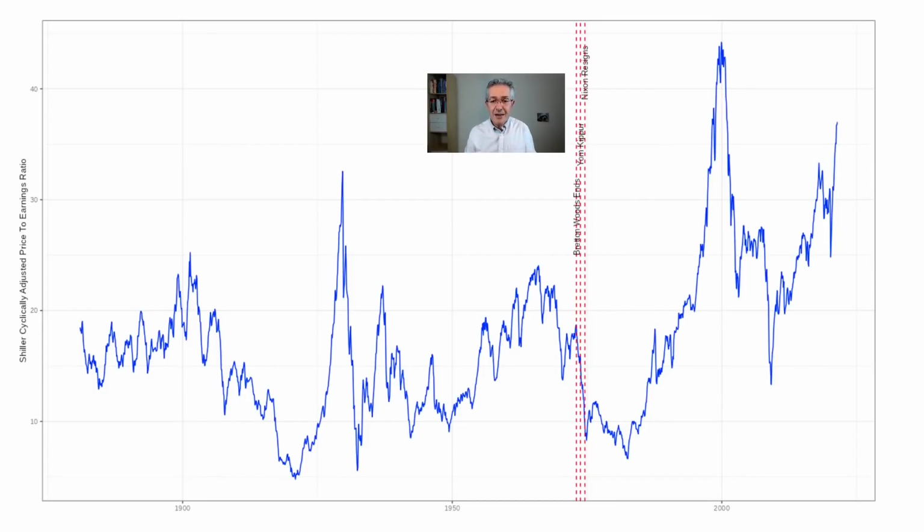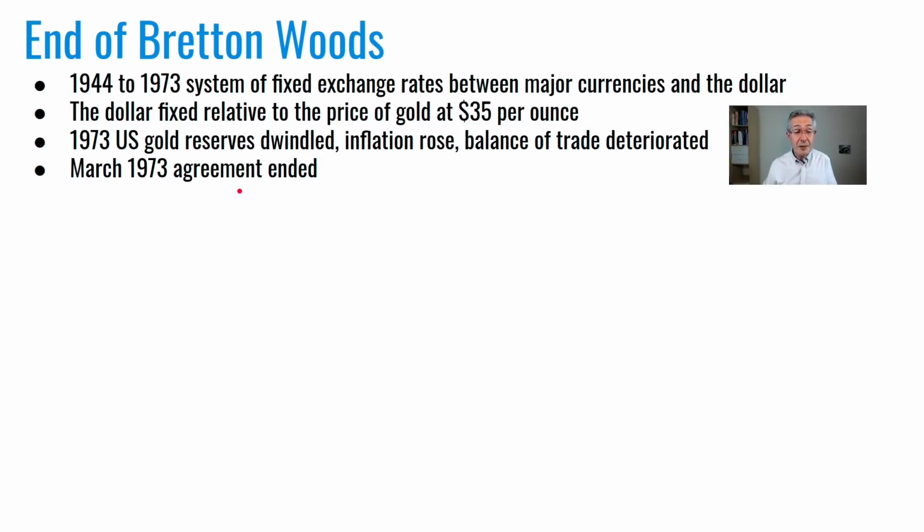A much less predictable source of crashes is politics. And if we go back to the CAPE measure, you can see that it fell very sharply during this triple blow of three political events in the early 70s. The first one of the three blows was the end of the Bretton Woods system. Now, between 1944, when Bretton Woods was drawn up, and 1973, currency exchange rates between major countries were fixed relative to the dollar, and the dollar itself was fixed relative to the price of gold at $35 an ounce.